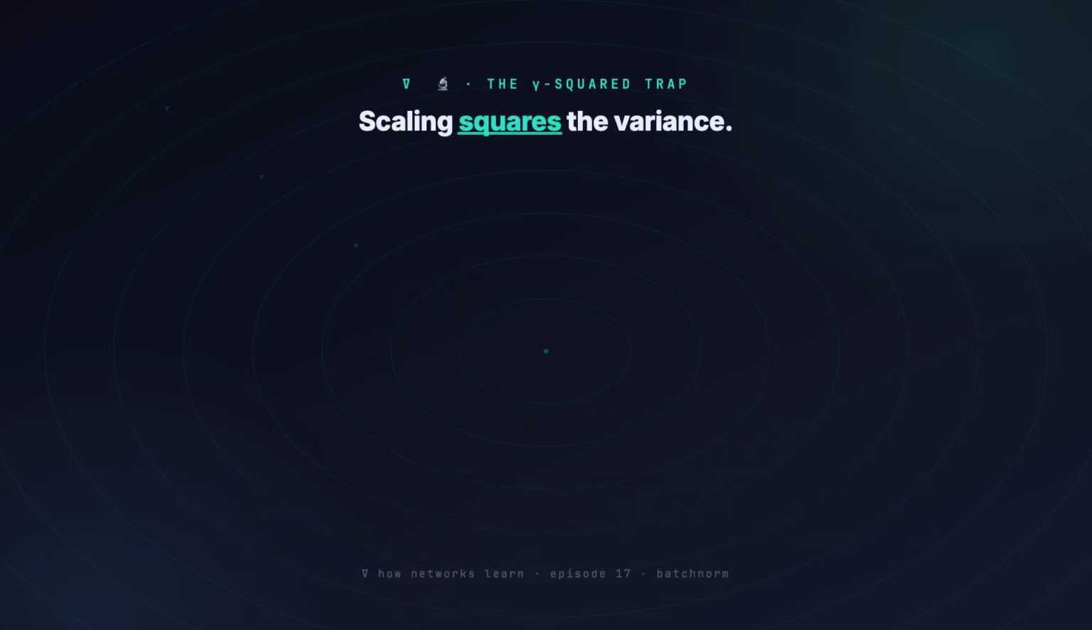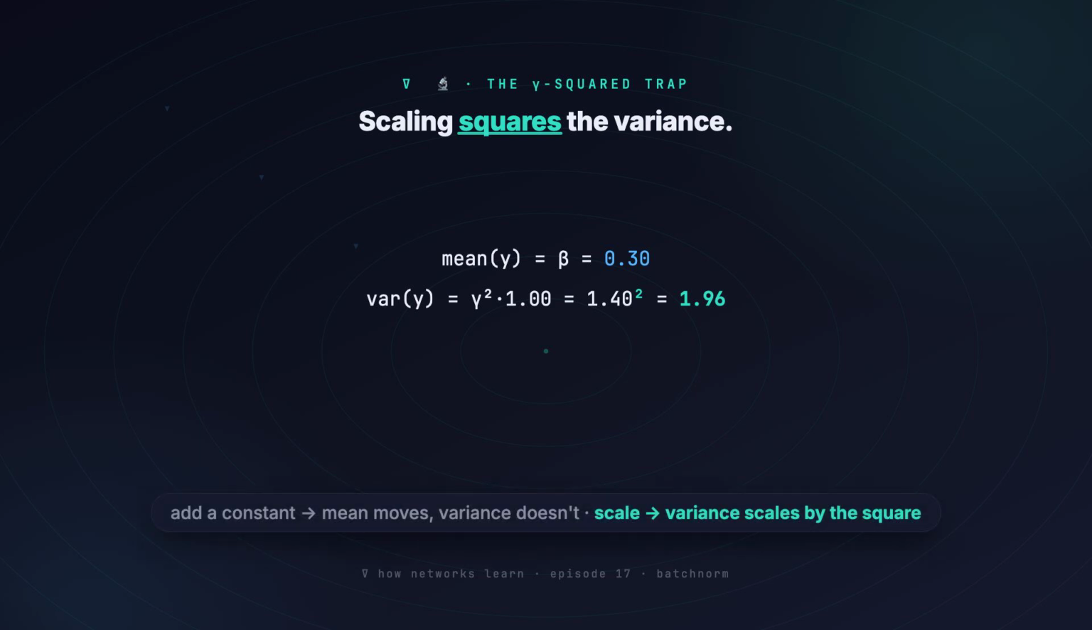Variance 1.96. Where did that come from? This is the rule people fumble. Scaling a variable by gamma scales its variance by gamma squared, not gamma. 1.4 squared is 1.96. Beta, the shift, moves the mean to exactly beta, 0.3, and touches the variance not at all, because adding a constant slides the whole distribution without stretching it. So output mean equals beta, output variance equals gamma squared. Mean 0.3, variance 1.96. That's the whole transform, and it's the table you'll compute in the file.